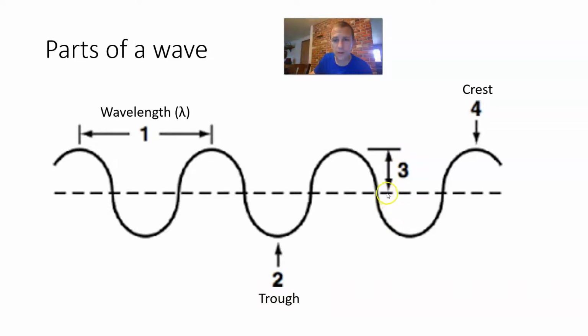Now, number 3, we're going to go from the middle line up to the very top, and this distance is called the amplitude. Now, the amplitude is also the middle line down to the lowest point. Those should be equal, but the amplitude would be the middle up to the very top.